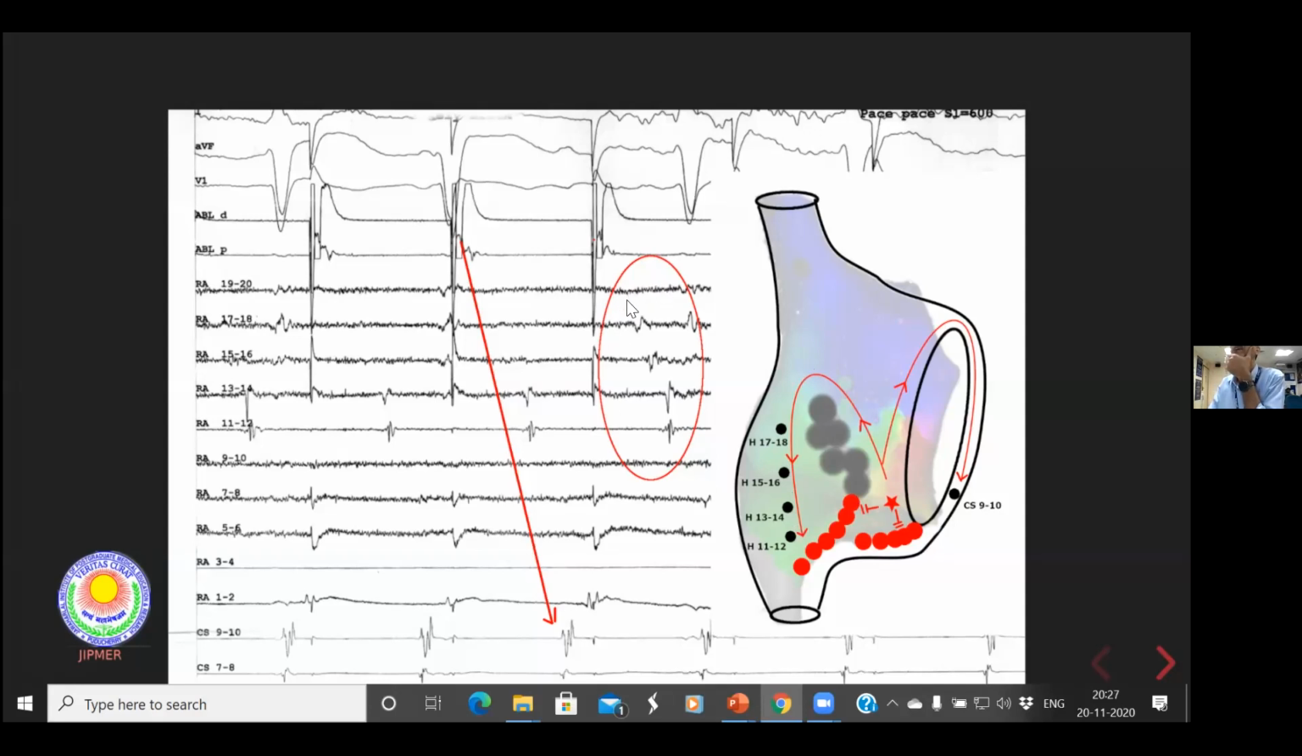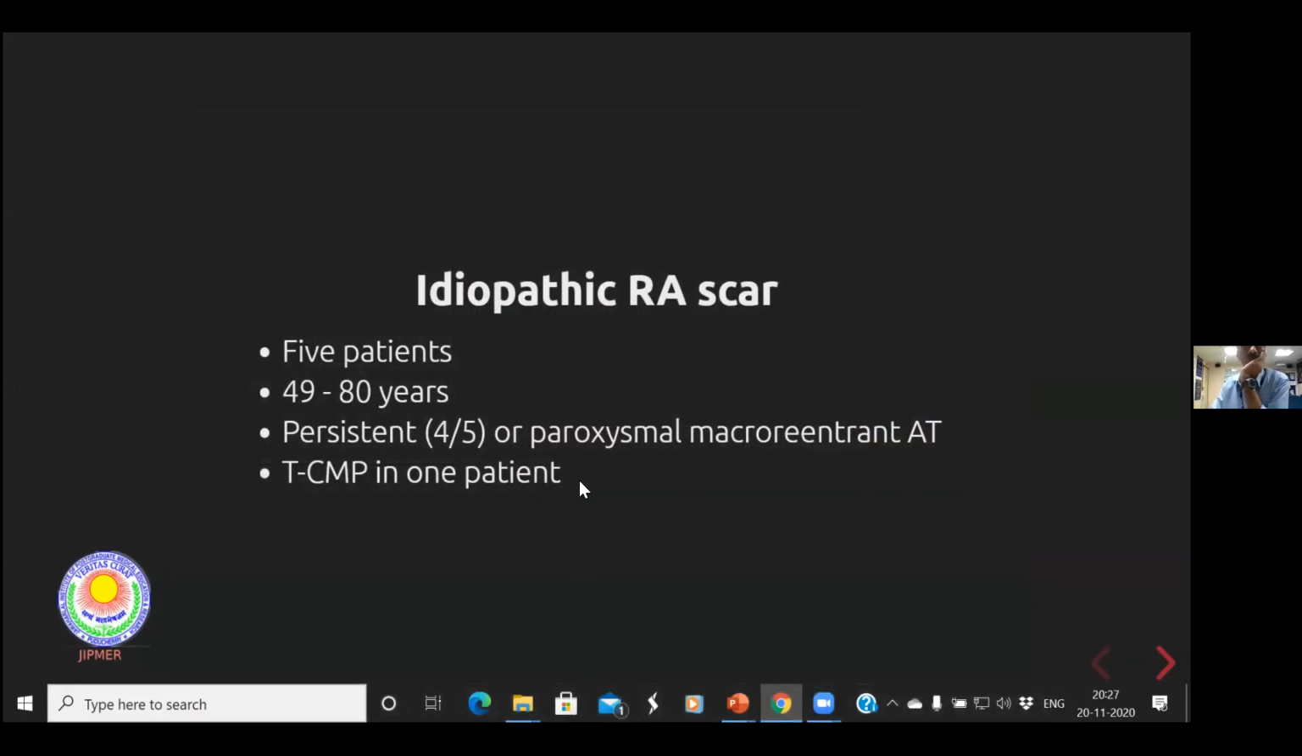So here you can see the activation comes down in a craniocaudal direction, and this tells us that there is block across the line. Here we can also see simultaneously, when you're pacing here, this is the CS, and you can see from pacing how long it takes to reach the proximal CS. This tells us that we also have block across the isthmus, so that it takes a long time to get to the CS.